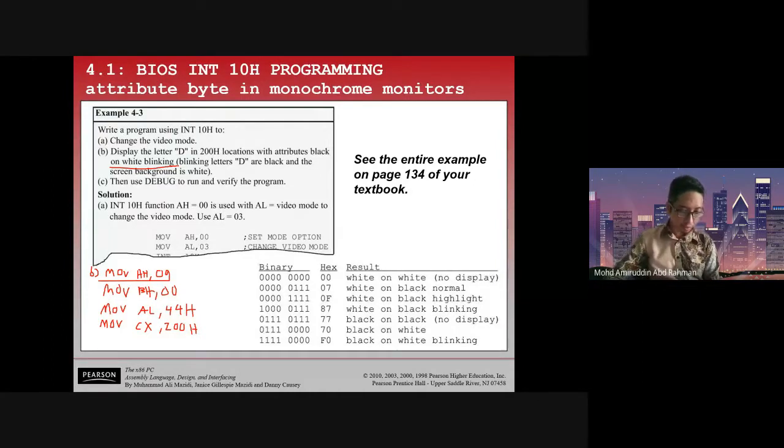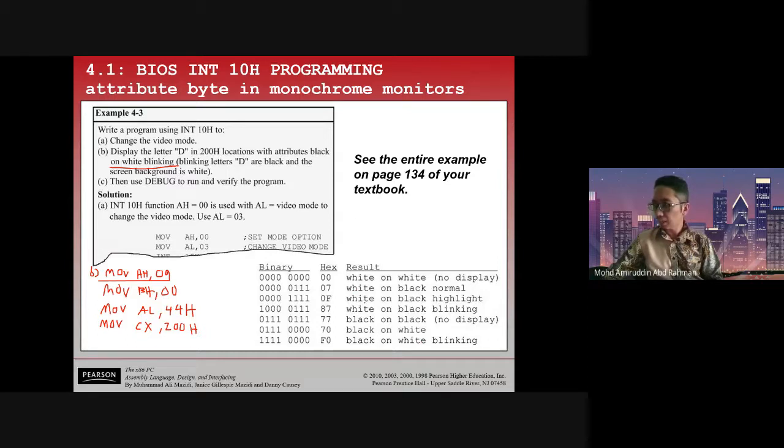So you kena specify according to this one lah. So yang mana you nak pilih? Kalau 00, white on white. Tak nampak lah dia punya display. So semua white on white, nampak putih je lah. White on black, so you can character white on black normal. White on black highlight. White on black blinking. White on white blinking. Black on black, black on white. Black on white blinking.